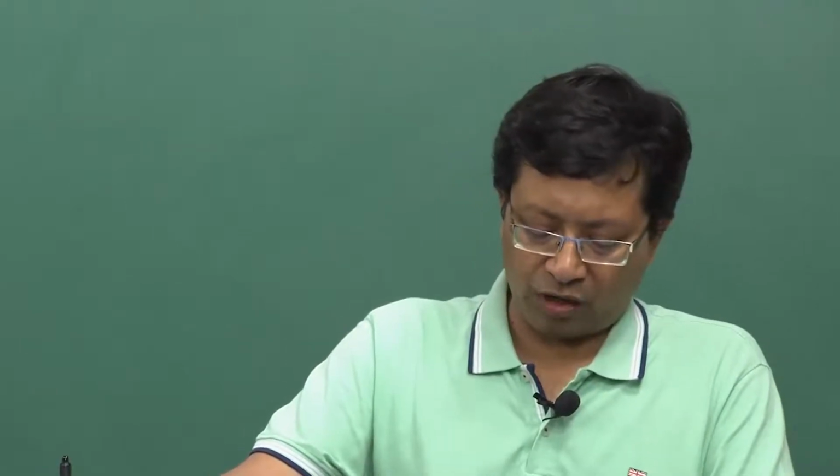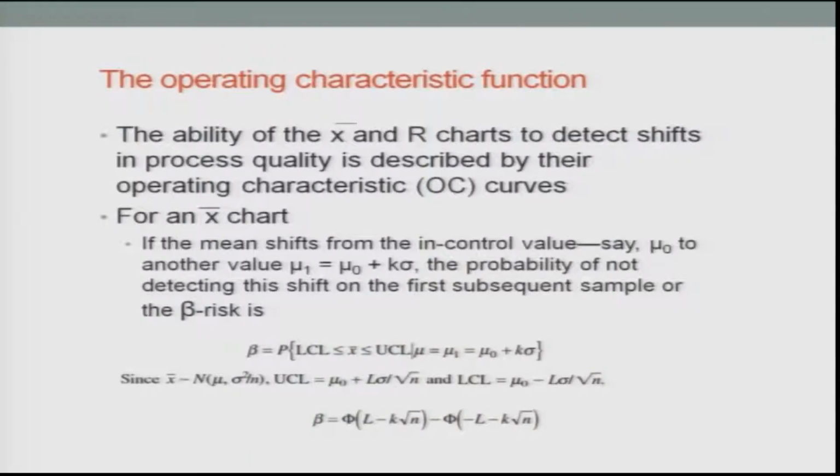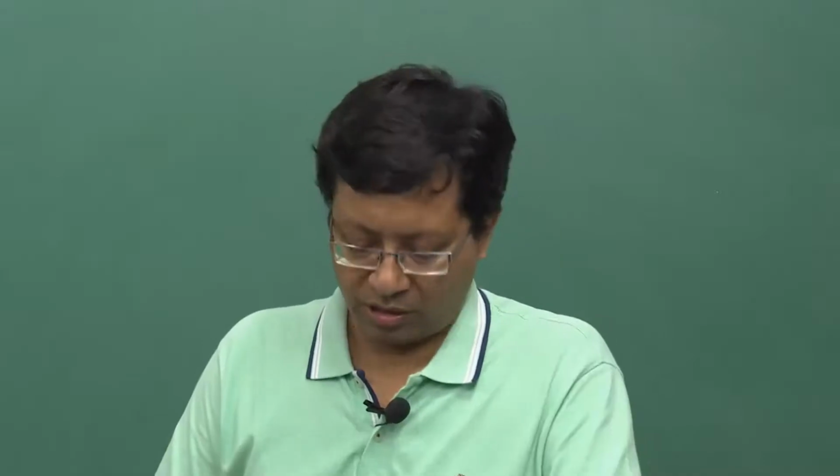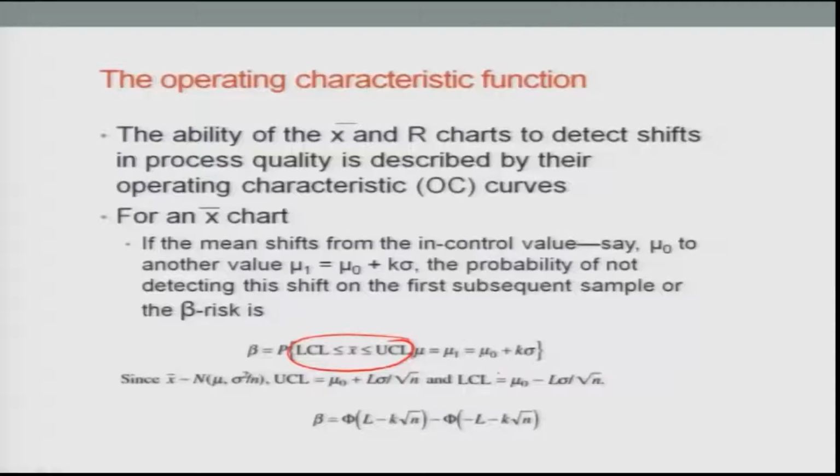So, what we want to find out is basically the beta value, and that would be given by the probability that x bar, which is the sample mean, is between the lower control limit and the upper control limit, that is less than upper control but more than lower control, provided that the mean value has changed, which means initially you had mu naught, now it has changed to mu 1, where mu 1 is mu naught plus k sigma. This sigma is the standard deviation of the overall population.